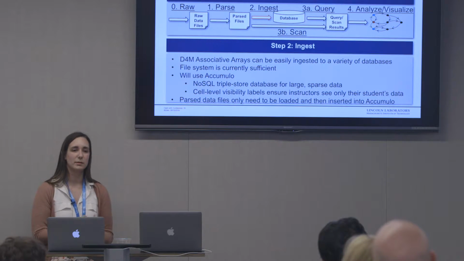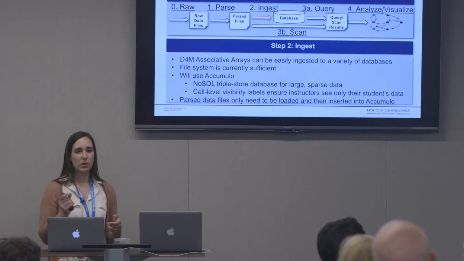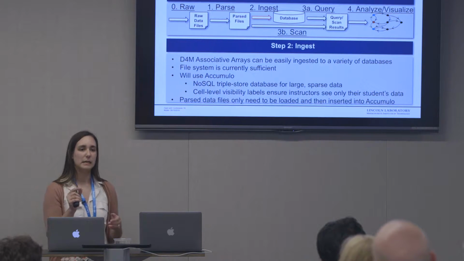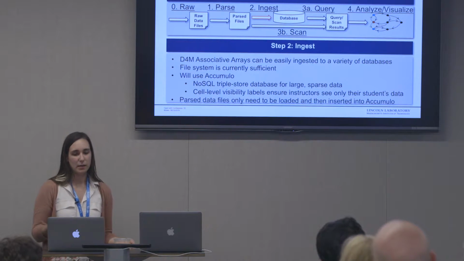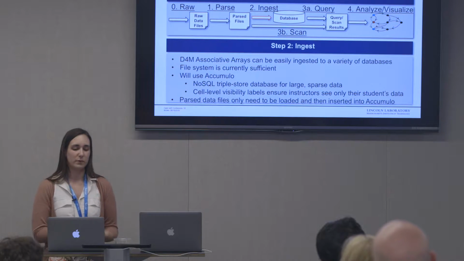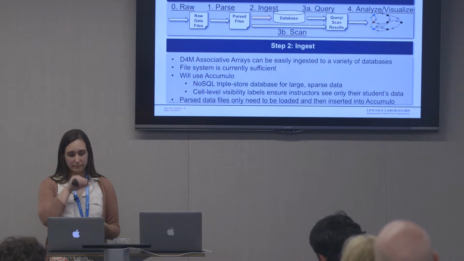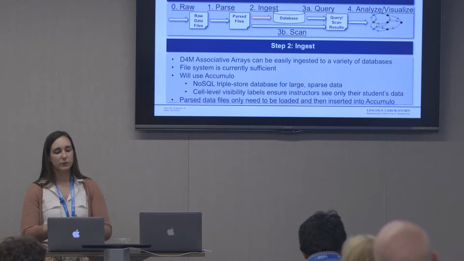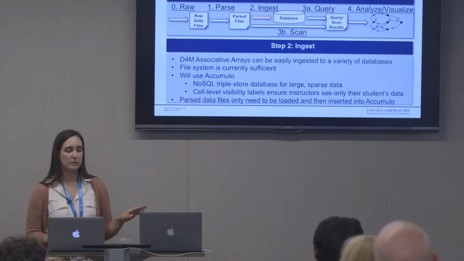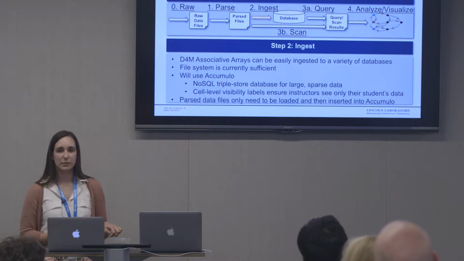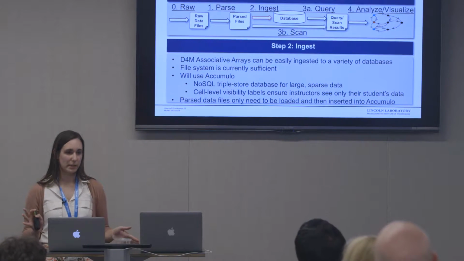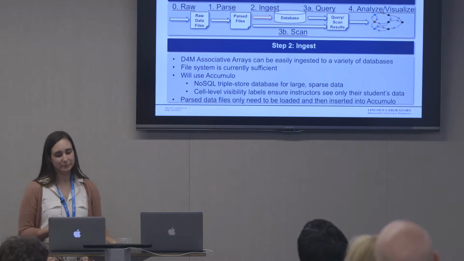Right now, the strength of a database is when you're often looking for a small amount of data in a very large amount of data. The amount of course information we have isn't that big, so the file system is perfectly sufficient to store that data. When we move to a database, we'll probably use Accumulo, which is a nice NoSQL triple store database that's great for large sparse data, which this will become.